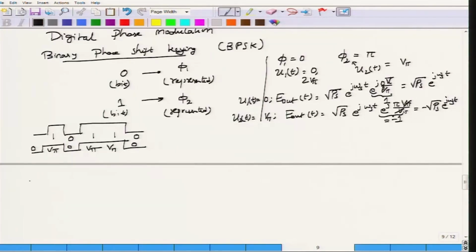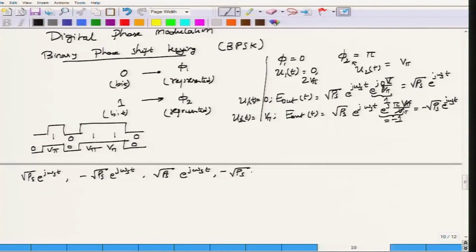Well, corresponding to 0 I should have square root Ps e to the power j omega st, then I should have minus square root Ps e to the power j omega st, then I should have square root Ps e to the power j omega st. Now, I should have minus square root Ps e to the power j omega st twice, right. So, I should have this particular sequence and then finally, I should close it up by having square root Ps e to the power j omega st.